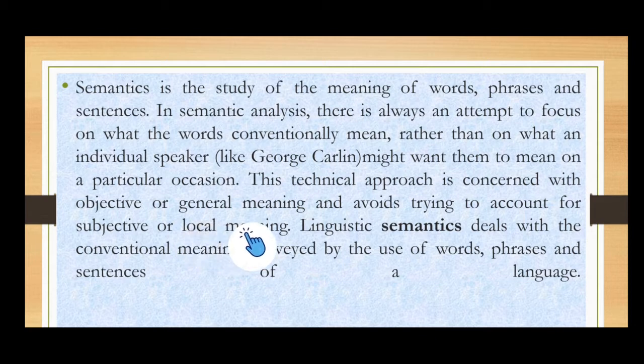On the other hand, we have speaker meaning, which is subjective or local meaning. Speaker meaning is associative meaning, because a speaker associates meaning to words. Thus, it is called local meaning or subjective meaning. So semantics is not concerned with subjective or local meaning. Semantics is concerned with objective or general meaning, which is conventional meaning.